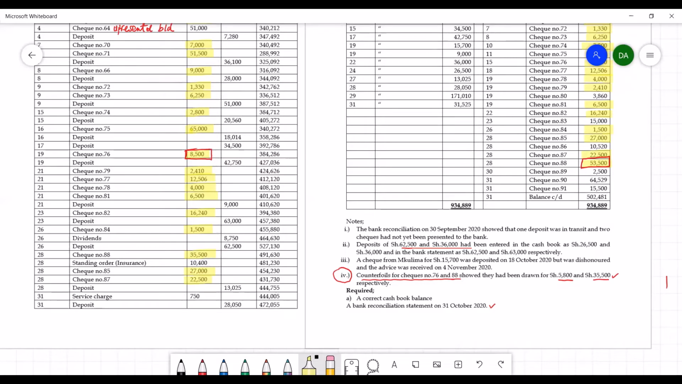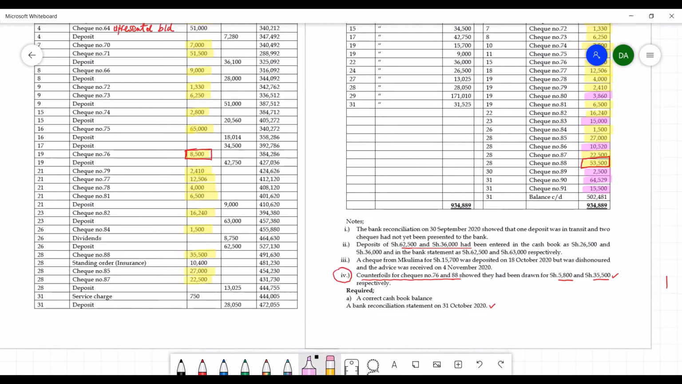So that is to mean that in the bank statement, we don't have check number 80, but we have it in the cash book. We don't have check number 83. We don't have check number 86 here. We don't have check number 89. We don't have check number 90, check number 91. All these checks are not there in the bank statement. That is to mean these checks have been issued by the business, but not yet presented in the bank for payment.